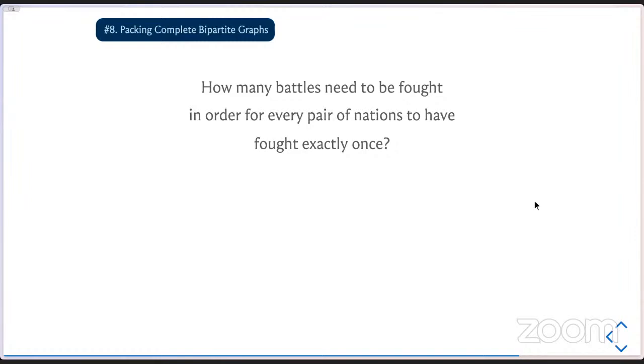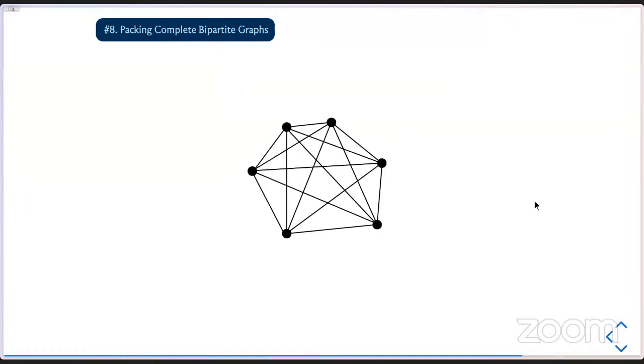as a puzzle. So here's a funny kind of question to think about. We want to know how many battles need to be fought in order for every pair of nations to have fought exactly once. So let me tell you what I mean by that. With this picture, let's assume that every dot represents a nation. And a line between the two dots tells you that those nations have been in a head-to-head fight. Maybe a nicer way of thinking about it is that these dots represent players or teams in a tournament, and an edge between them represents the idea that they have faced each other off.